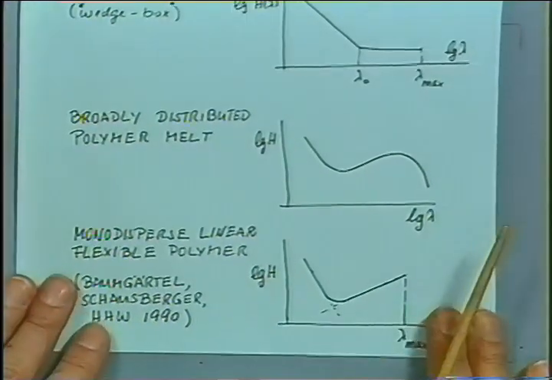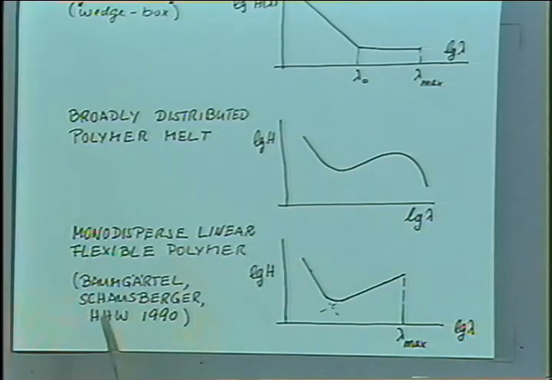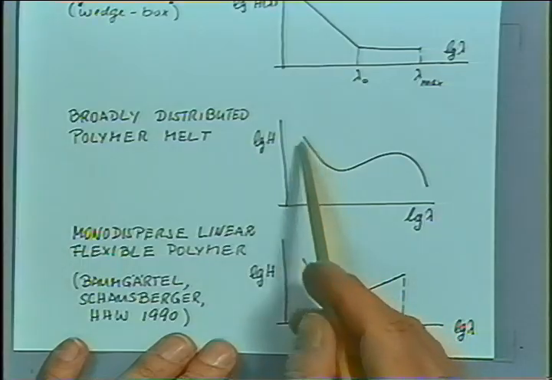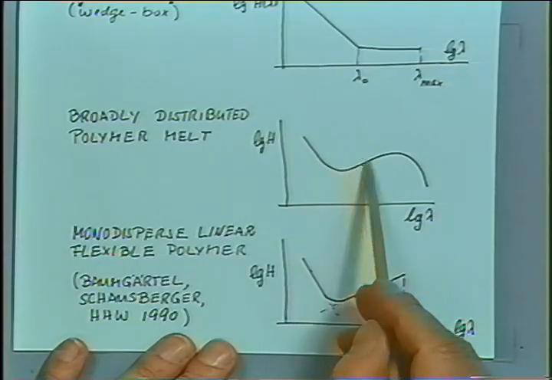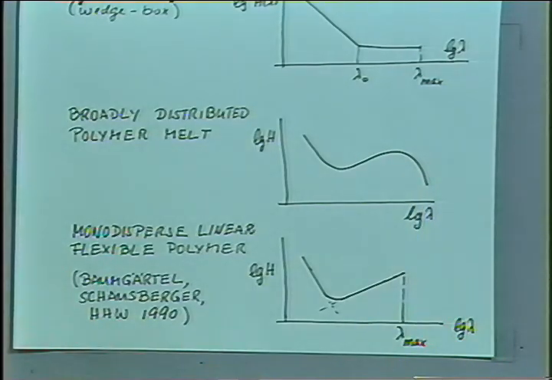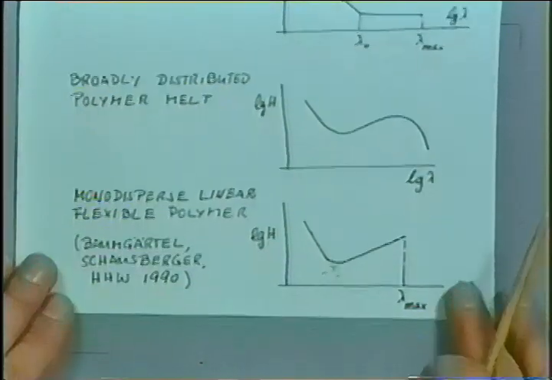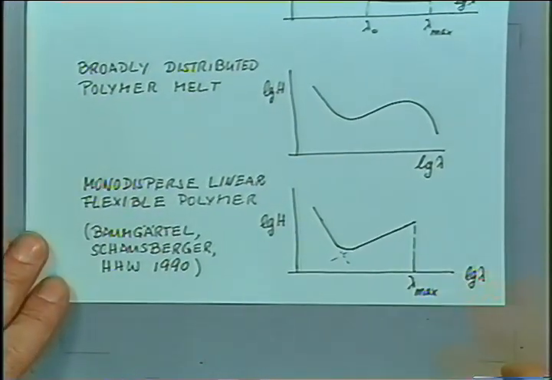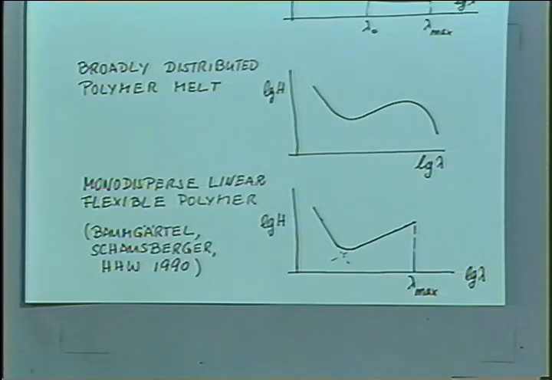The general description of a spectrum for a broadly distributed polymer melt, which might be also branched or so, is given by the transition to the glass, and then entanglement region, and then a broad transition and cutoff at the longest. So that's a typical feature which we would expect from experimental data. For the monodisperse polymer melt, where you have linear molecules which are flexible and all of the same length, you get a relaxation spectrum which is very simple.